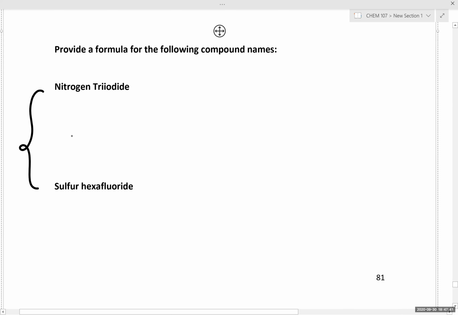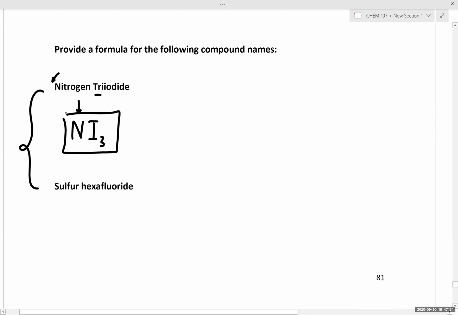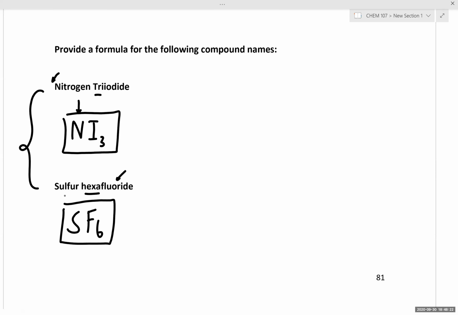So for nitrogen triiodide, we write out our nitrogen. We have just one because there's no prefix. Triiodide, iodide, iodine. Tri tells us we have 3 iodine atoms. Does that make sense to everyone? For sulfur hexafluoride, we write out sulfur. Hexa tells us we have 6. Fluoride derived from fluorine. So our full formula would be SF6. Do these examples make sense to everyone so far? Any questions?